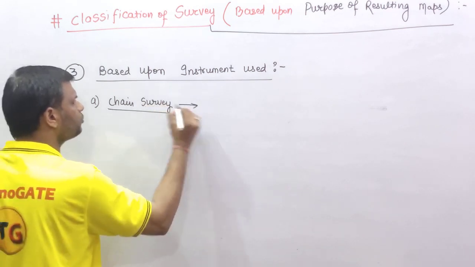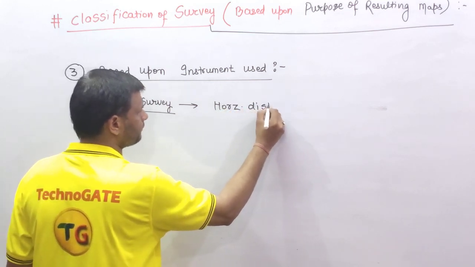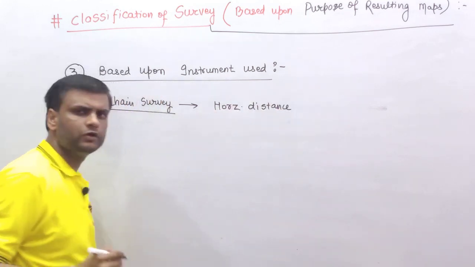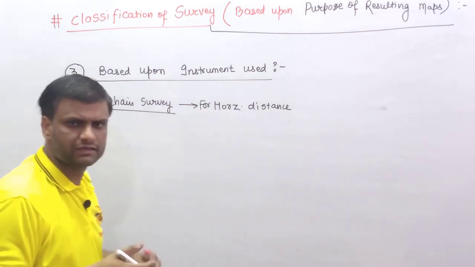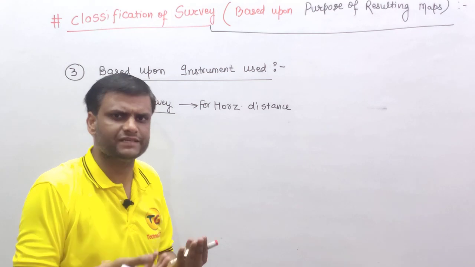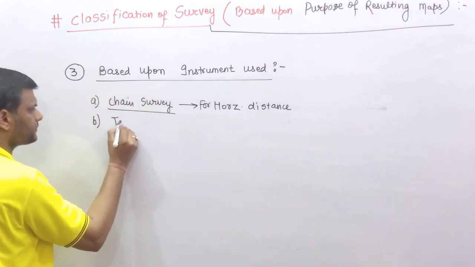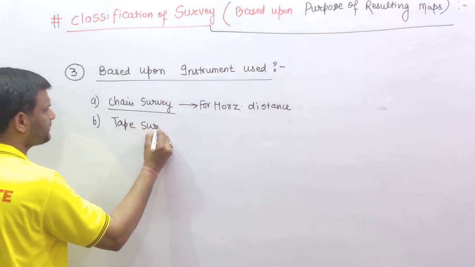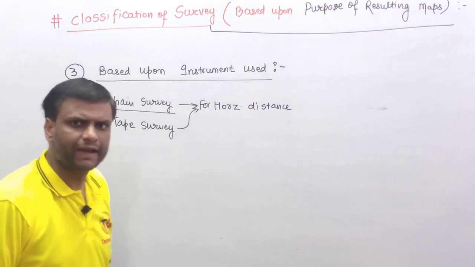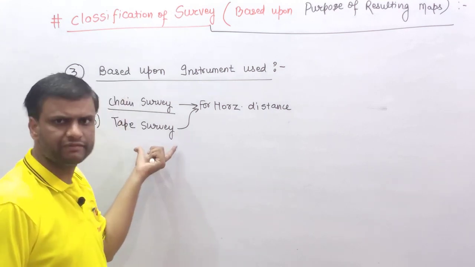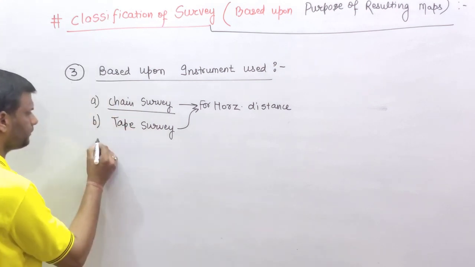which is only used for horizontal distance. Only for horizontal distance, chain survey is performed. Our second chapter is basically chain survey, or you can say basically linear measurements. Second one is called tape survey for horizontal distance. If accuracy required is high, tape survey is performed. If accuracy required is less, chain survey is performed.